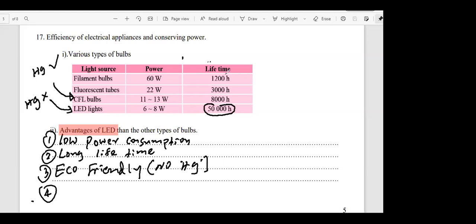Number 4, the fourth advantage: high efficiency. High efficiency means what? Less heat, more light. High efficiency. Please write it in front of high efficiency if you want.